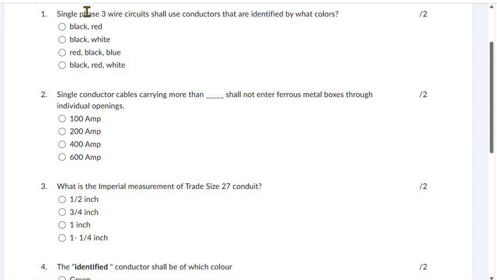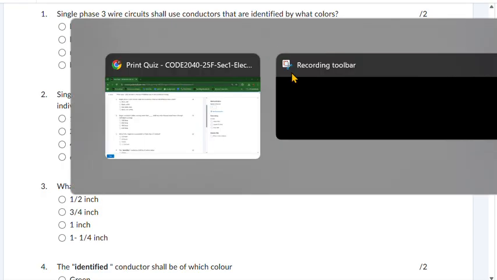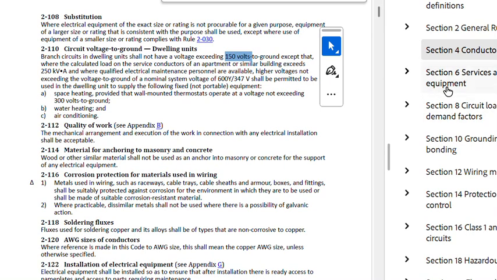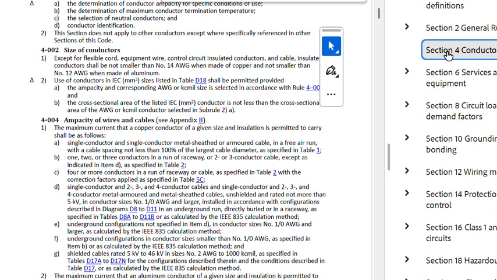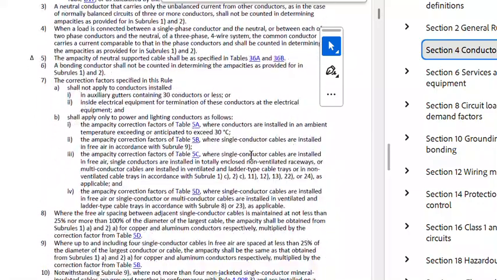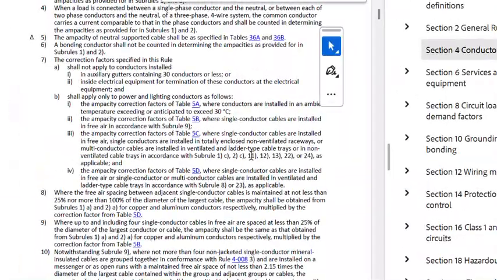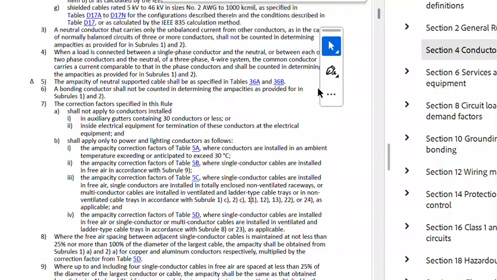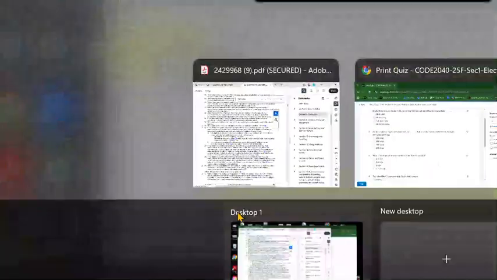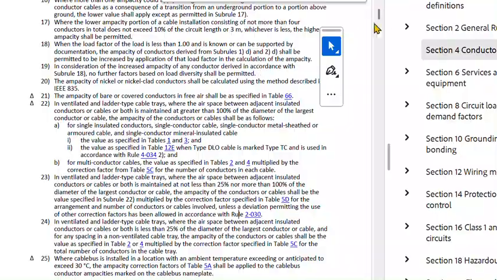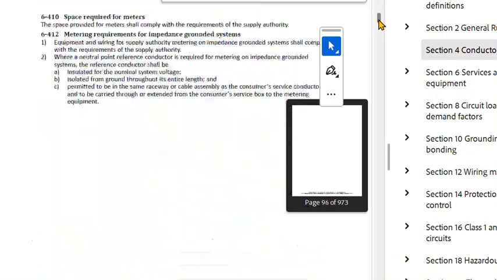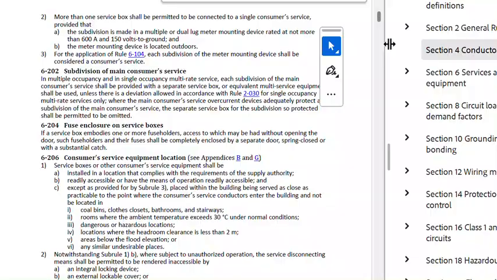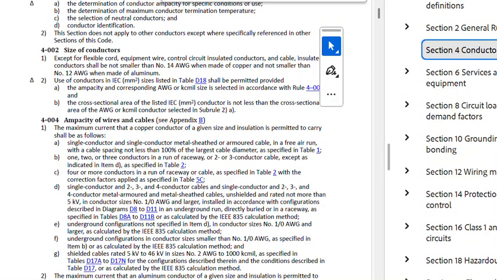So single-phase 3-wire circuits. I'm going to look at the electrical code, at Section 4, rule number 32. Section 4, rule 32. It's hard to navigate here.